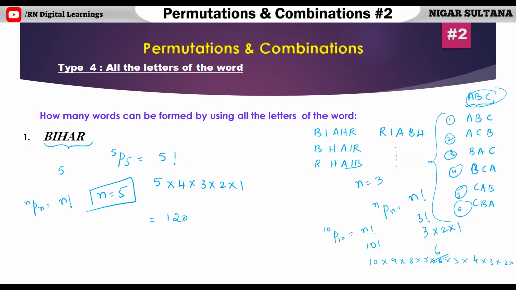Clear? So now there are 120 ways of arranging the letters of this word. Here we have seen only 4 of them. In a similar way, we can arrange these 5 letters of this word in 120 ways. So now let's see a few more problems based on this.